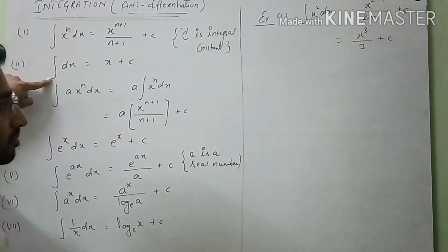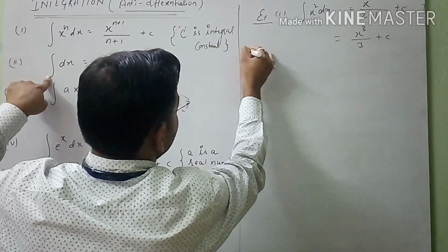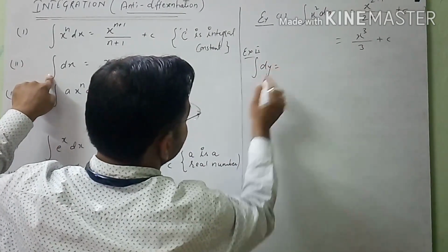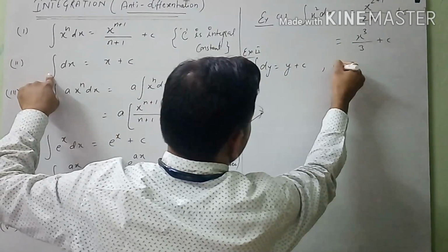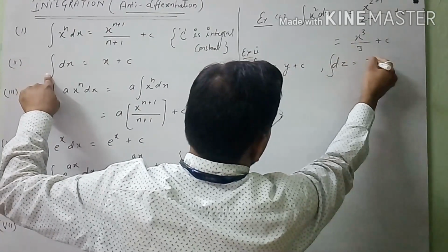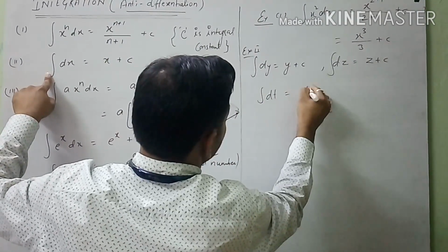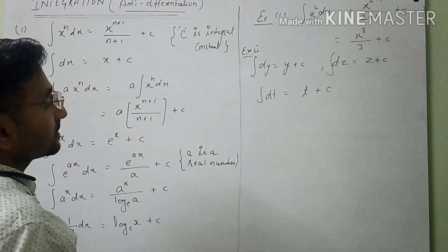After that, the second formula is common, there is no doubt. For the example of the second formula, sometimes you will see integration of dy equals y plus c, and sometimes integration of dz equals z plus c, sometimes integration of dt equals t plus c. Here in all places c is our integration constant.